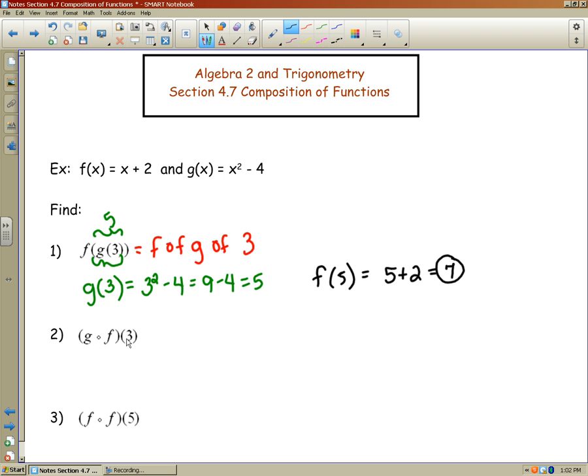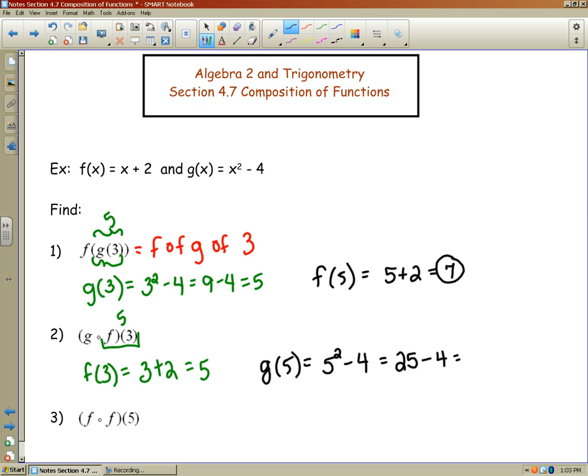Now we're going to find G of F of 3. Remember the notation? Sometimes we use parentheses, sometimes this little circle. First thing we're going to do is the inside one first: F of 3. Plug 3 into F. 3 plus 2 equals 5. So F of 3 is 5. Now we're going to find G of 5. Plug 5 into G. 5 squared minus 4, 25 minus 4, is 21.